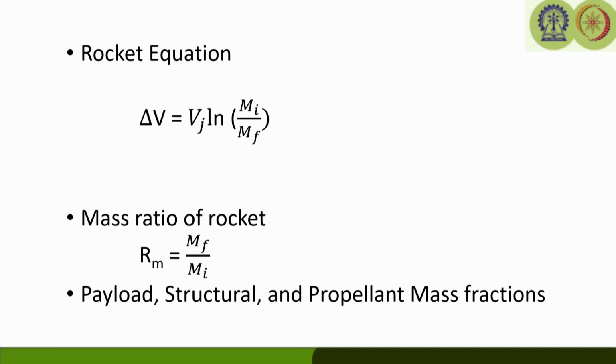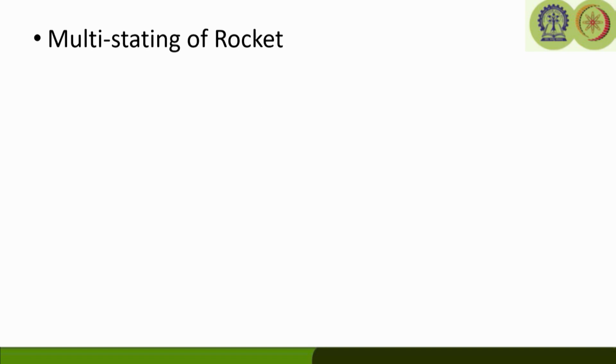So, we will talk about multi-staging here briefly, because you have already learned that in the previous course. Now, we have also discussed the mass ratio of the rocket, which is defined as the final mass divided by the initial mass. Then we have also talked about the various mass fractions like payload, structural and propellant mass fractions, and we have rewritten the delta V equation in terms of those mass fractions.